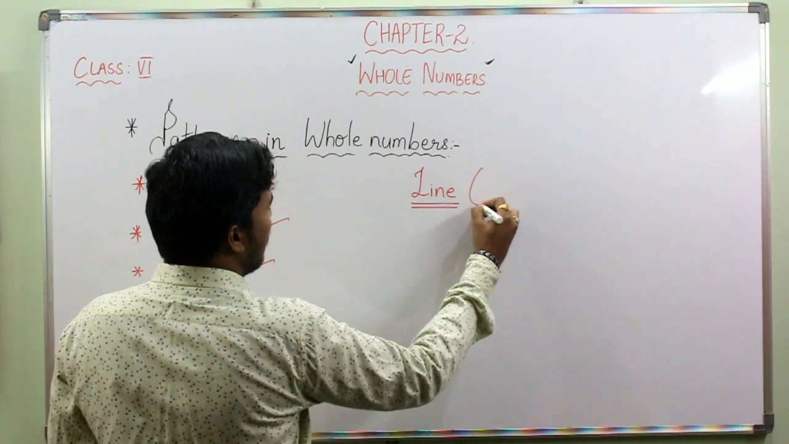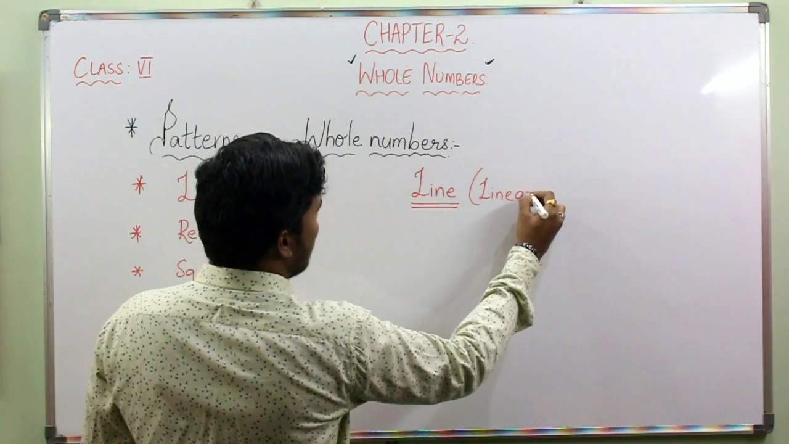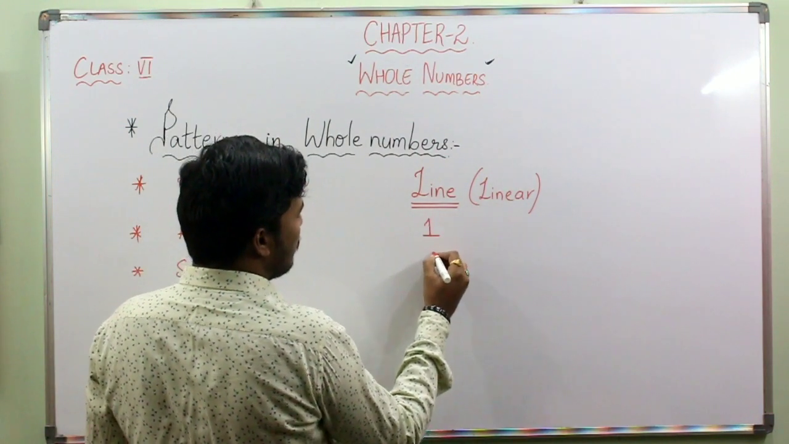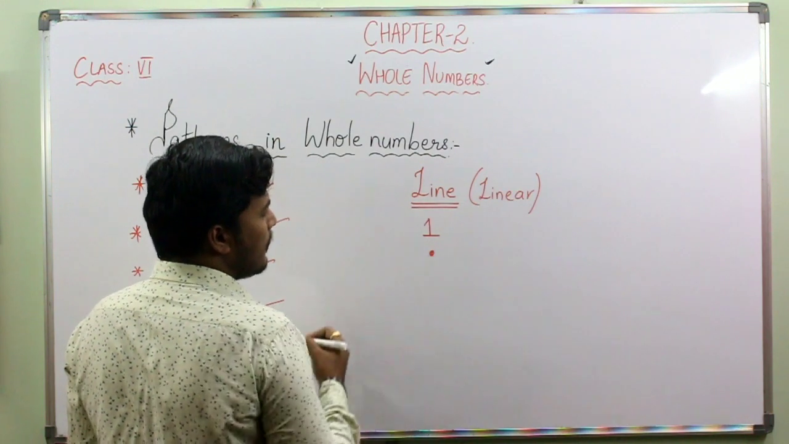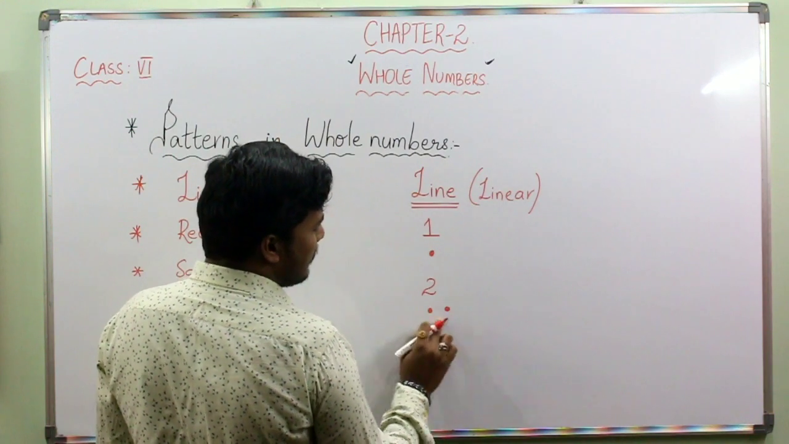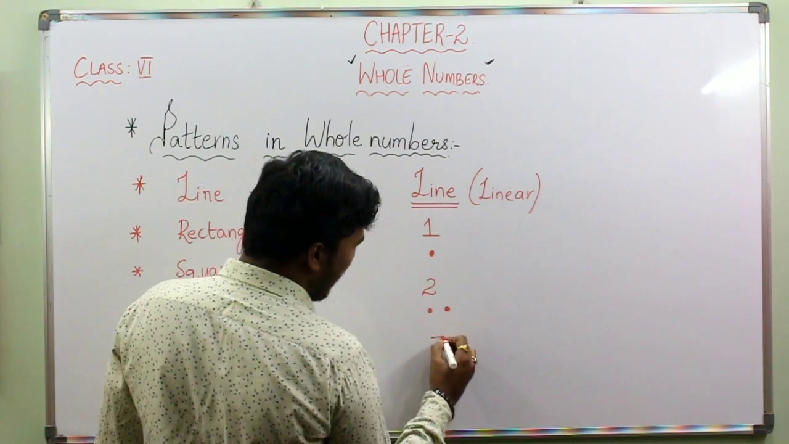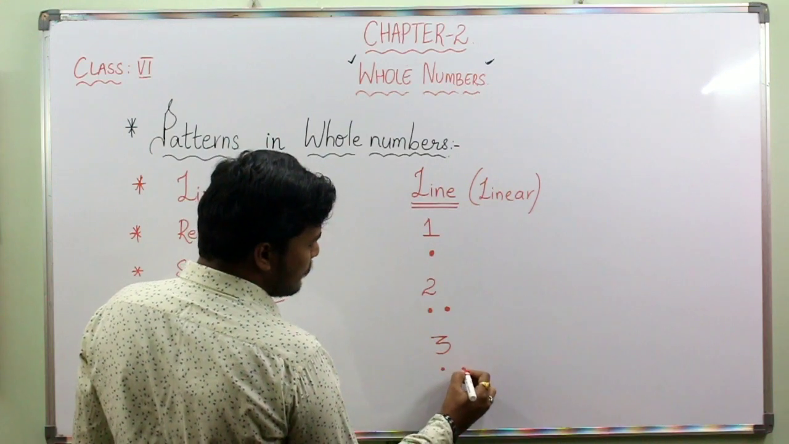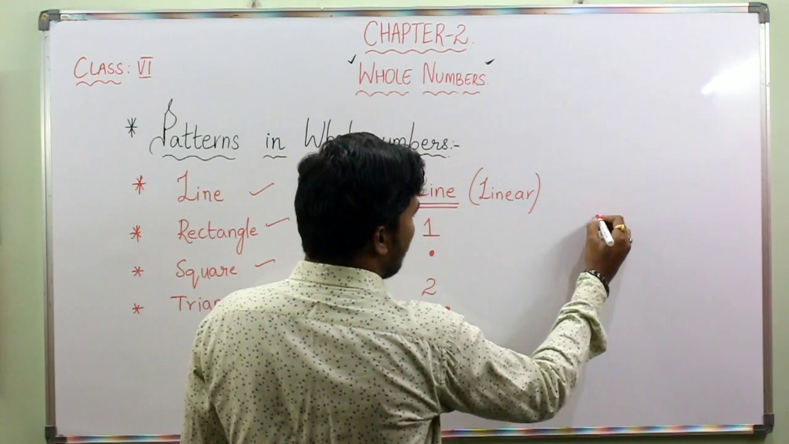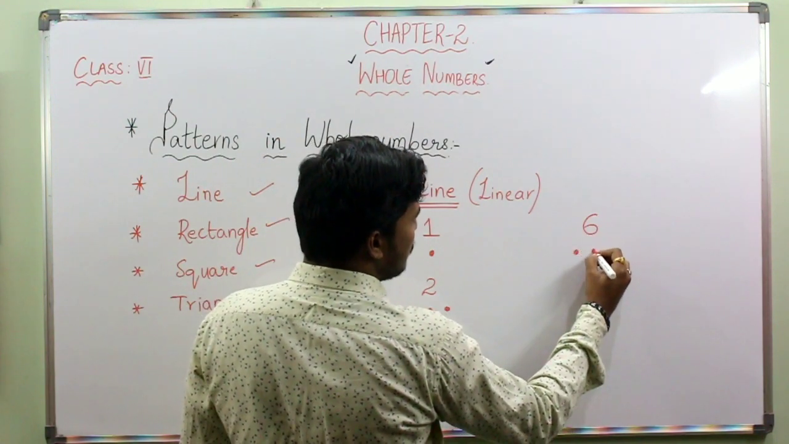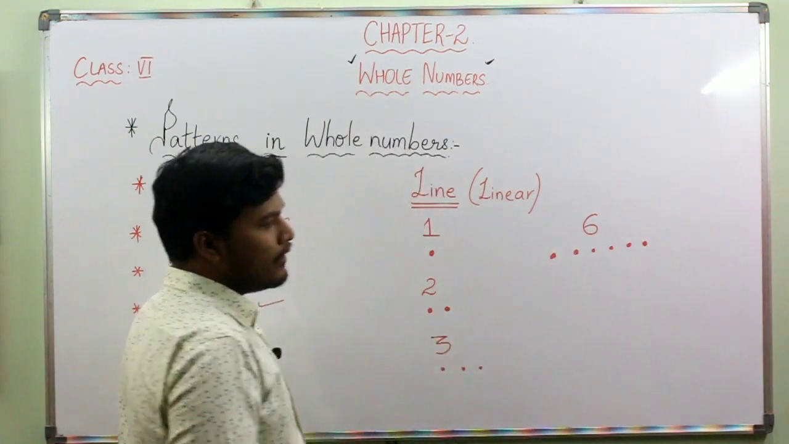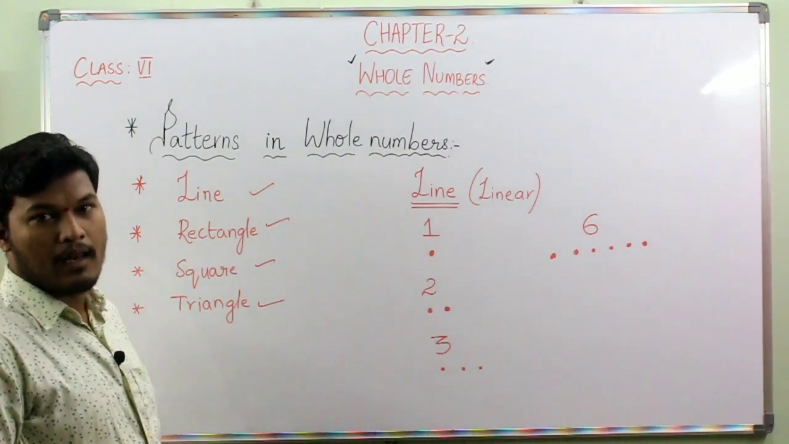A line is also called linear, in the shape of a linear form. First, let us consider 1. I can represent 1 as 1 dot. If I take 2, I can represent it as 2 dots. I am representing them in a straight line, hence this comes under line. 3 can be represented as 1, 2, 3 in the form of a linear shape. Next, if I take 6, I can represent it as 1, 2, 3, 4, 5, 6. This is the first concept, that is line.